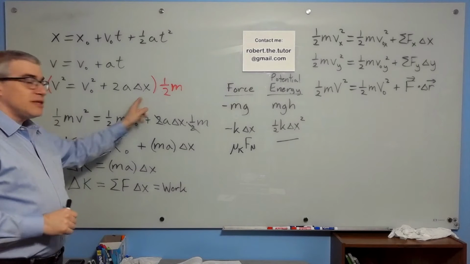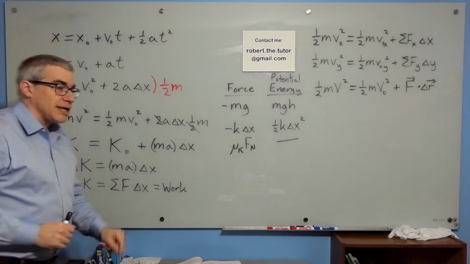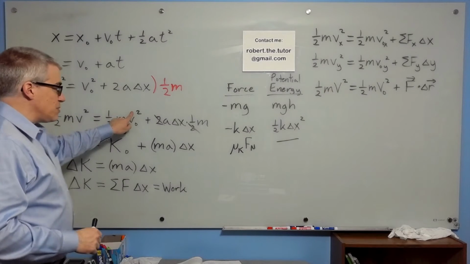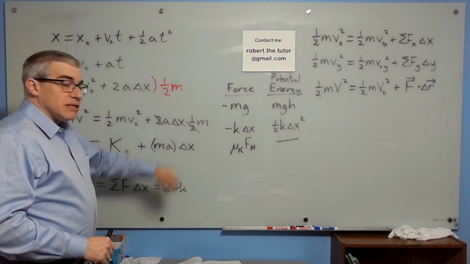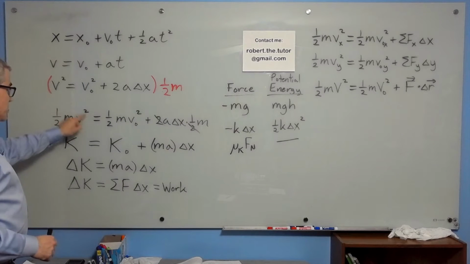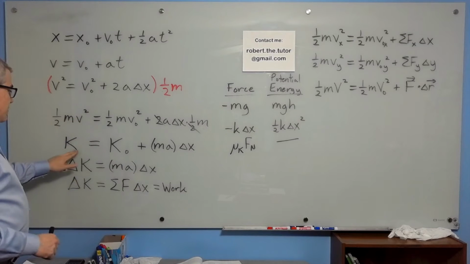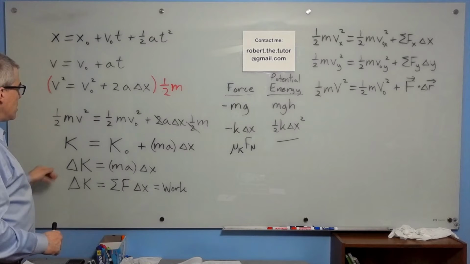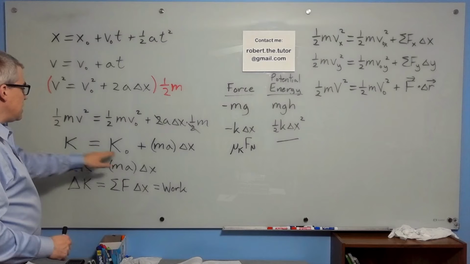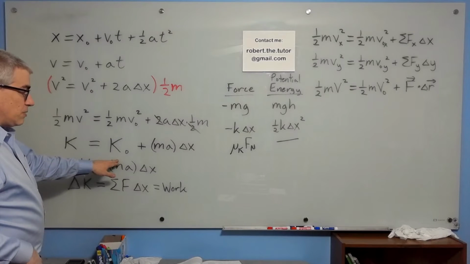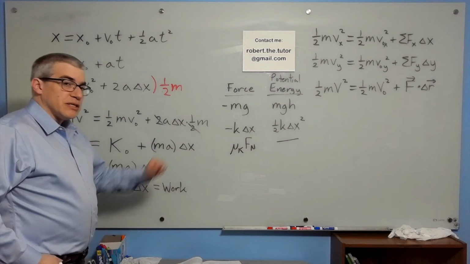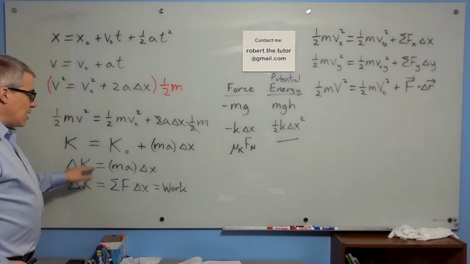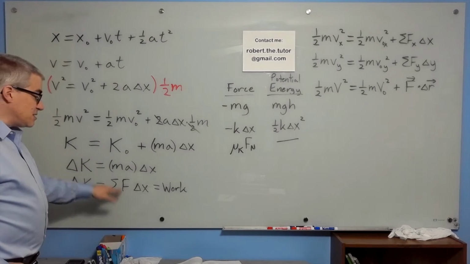Now we can multiply this equation by 1/2 m and something interesting happens. We get 1/2 mv squared equals 1/2 mv0 squared plus ma times delta x. This expression, 1/2 mv squared, we call kinetic energy. We give it the symbol K. Some books will say KE, others will say T. I'm going to use K here. So the kinetic energy K equals the initial kinetic energy, K0, plus ma times delta x. So K minus K0 is delta K. And the ma, we've seen that before, it's the sum of the forces.